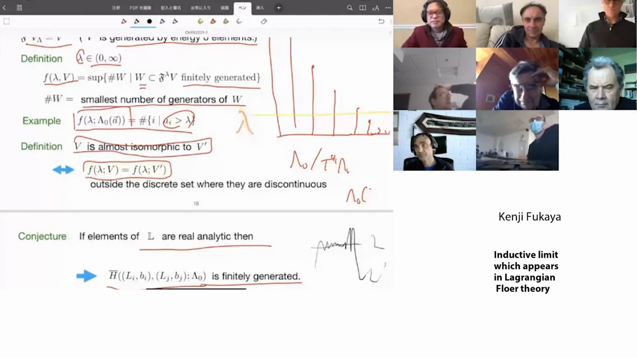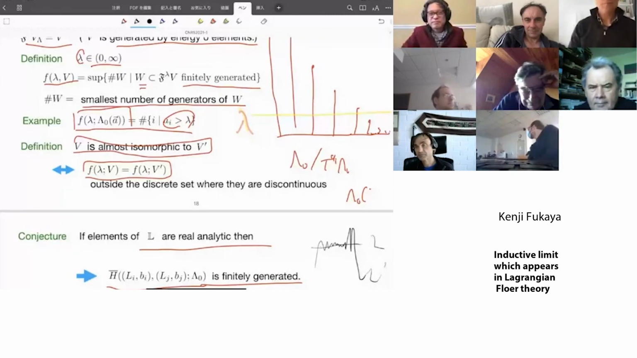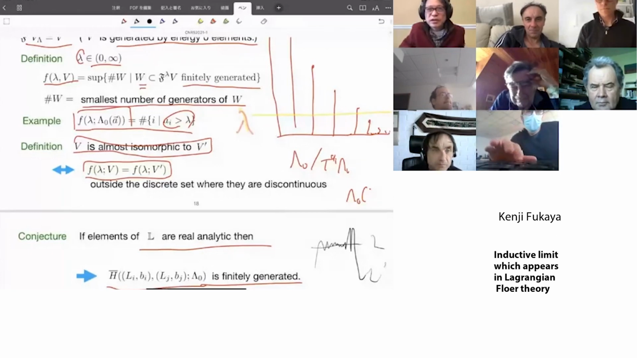Okay, any other question? There is a comment on the chat. How to find the commented chat?